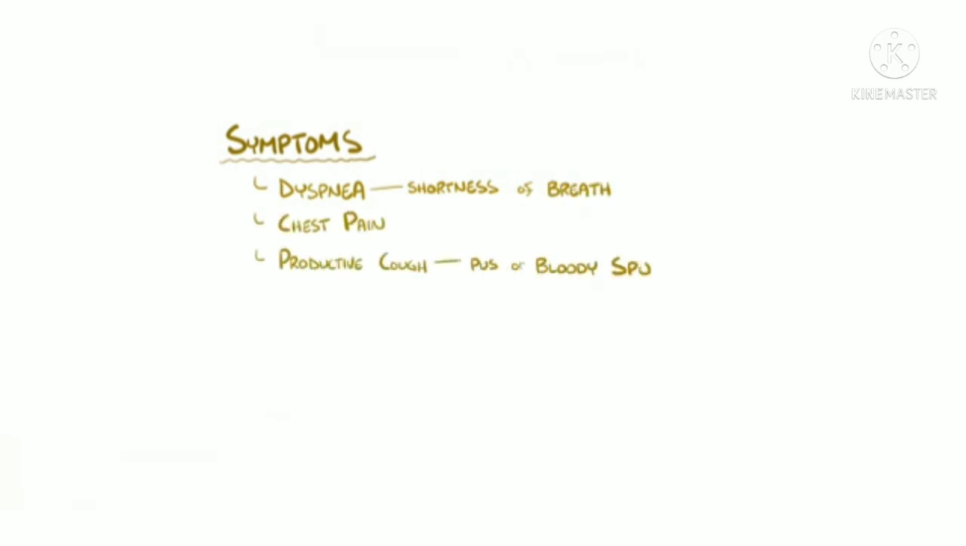Pneumonia most often causes dyspnea, or shortness of breath, as well as chest pain and a productive cough, meaning that pus or bloody sputum might come up. Often there are also systemic symptoms, like fatigue and fever.